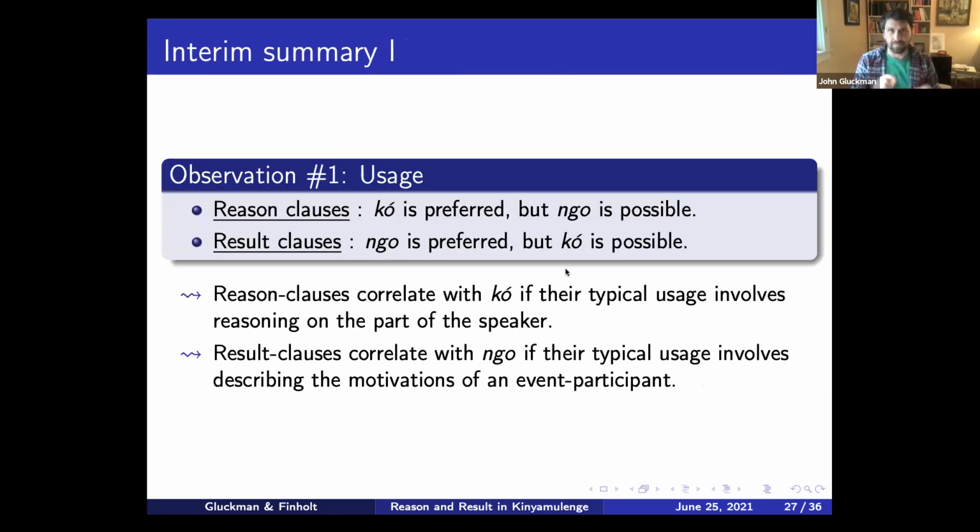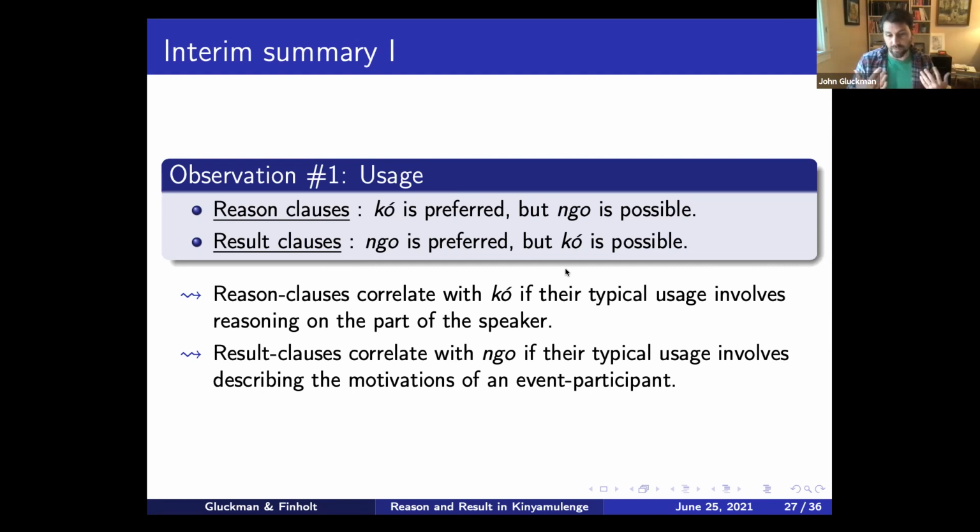Okay, so just to sum up, as an interim summary before I get to the pros and cons, our first observation was a usage observation. We found that with default reason clauses you get a preference for co, but in Go is possible, and then for default result clauses you get the opposite preference. So in Go is preferred, but co is possible. And so our solution here is really just a pragmatic solution.